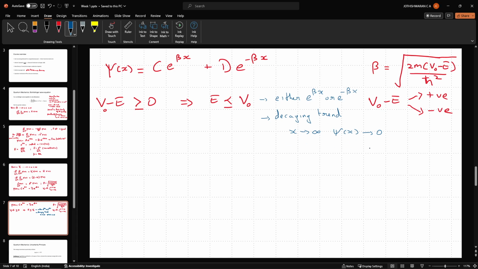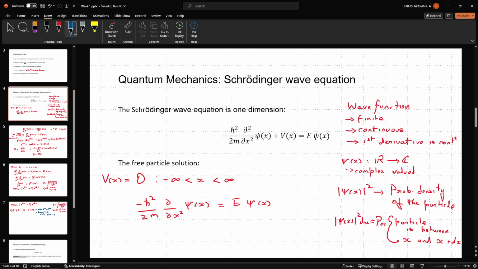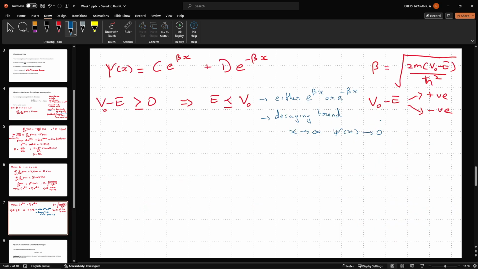So now what does this imply? Remember, going back to our original definitions, this is the probability density of finding the particle. So if the wave function ψ(x) tends to 0, that implies that the probability of finding the particle there also tends to 0. This means that the particle that we are considering is now not found everywhere.